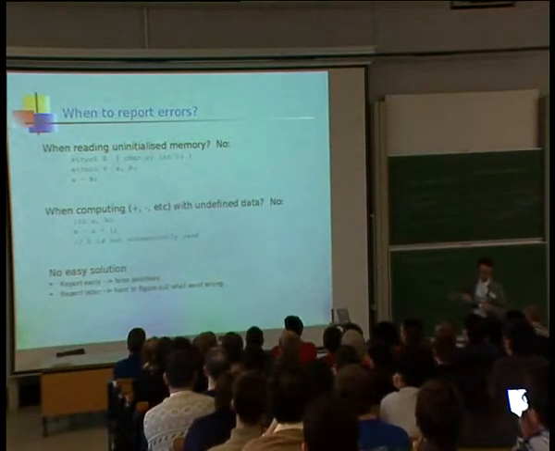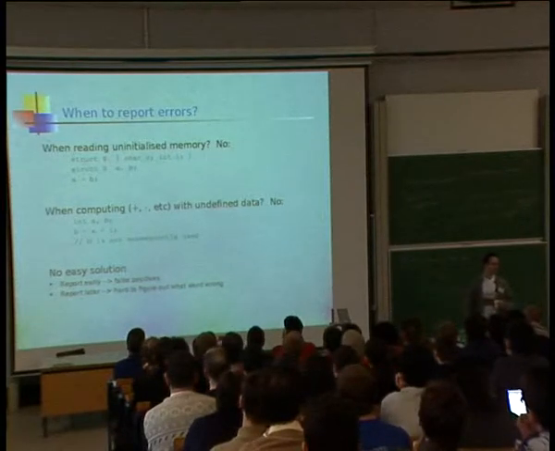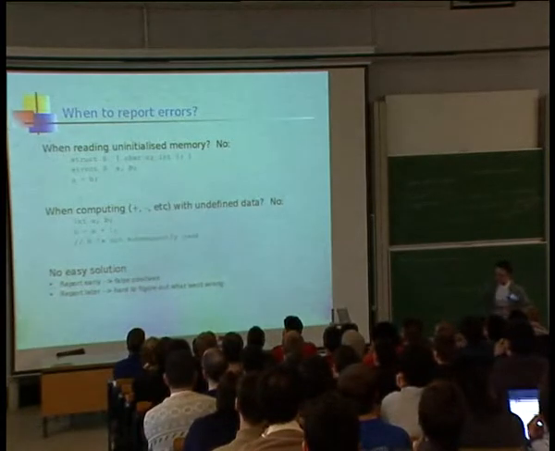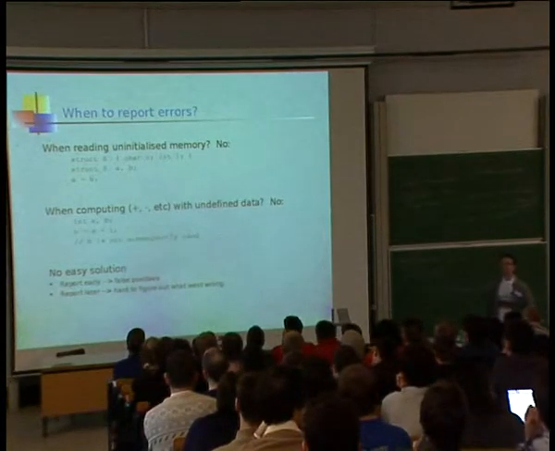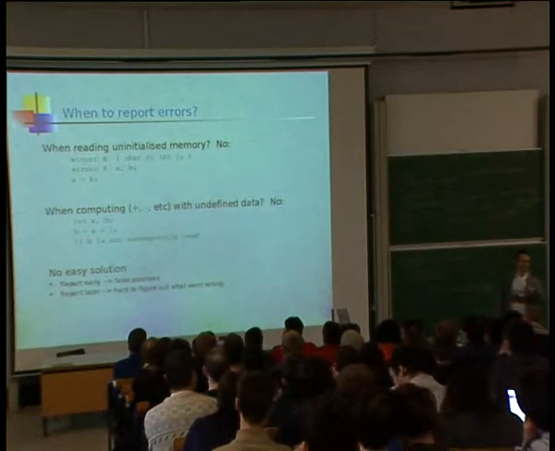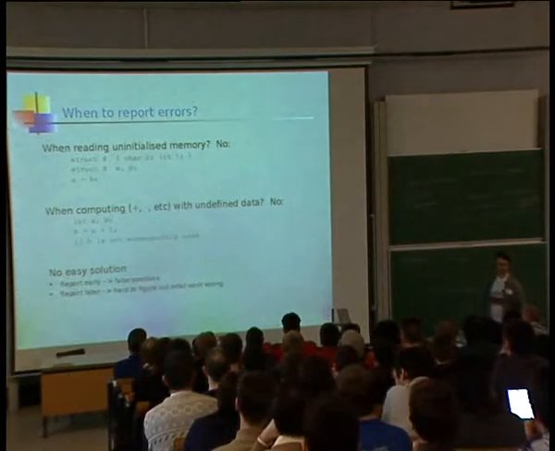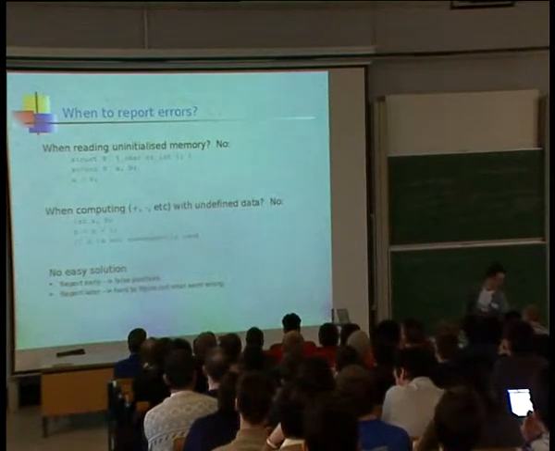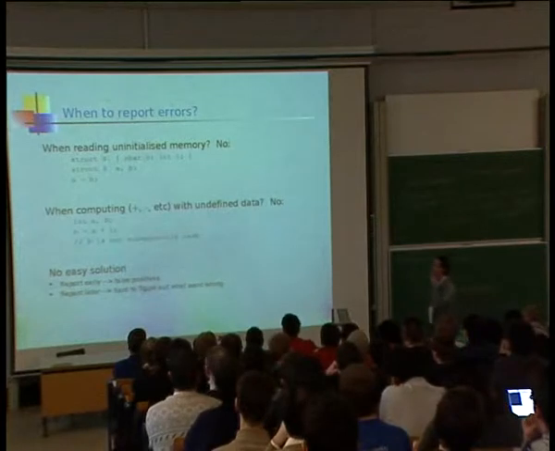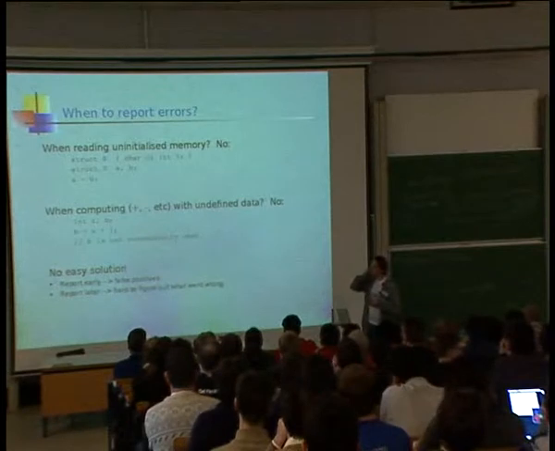Perhaps one of the most problematic things is to decide, when should we actually complain about you using uninitialized values? This is not an easy problem. The obvious thing to do would be just to complain whenever you're pulling uninitialized data out of memory, like out of your stack or malloc block. This actually doesn't work at all. I think it's what Purify does, but with some tricks.